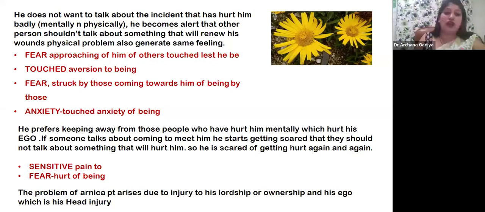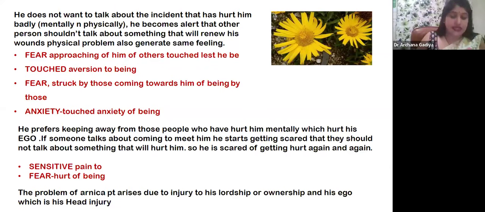He prefers keeping away from those people who have hurt him mentally, who hurt his ego. If someone talks about coming to meet him, he starts getting scared that they should not talk about something that is going to hurt his ego, because he is in a downfall state now. No? But the ego is still the same. So if someone comes and talks about things which hurt him at the level of mind, or hurt his ego, he doesn't want to listen to those things. So he's scared of getting hurt at the level of mind and physical: sensitive to pain, fear of being hurt.